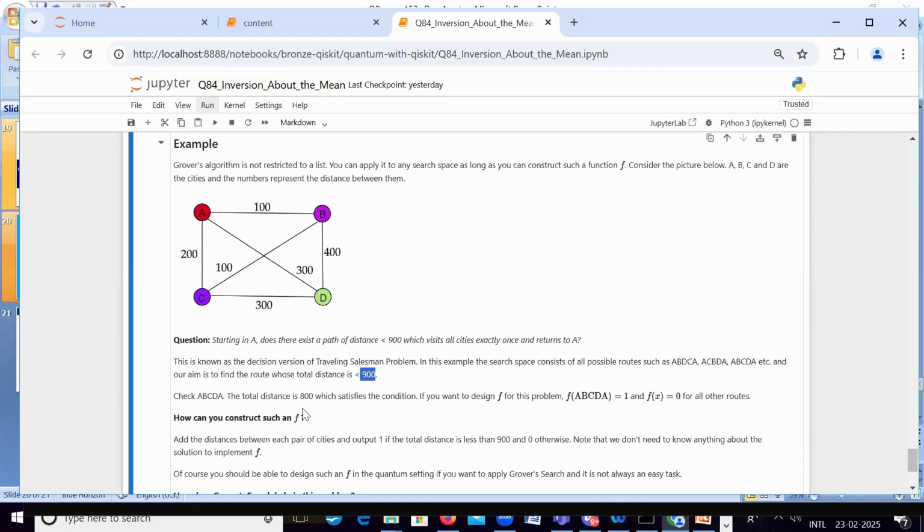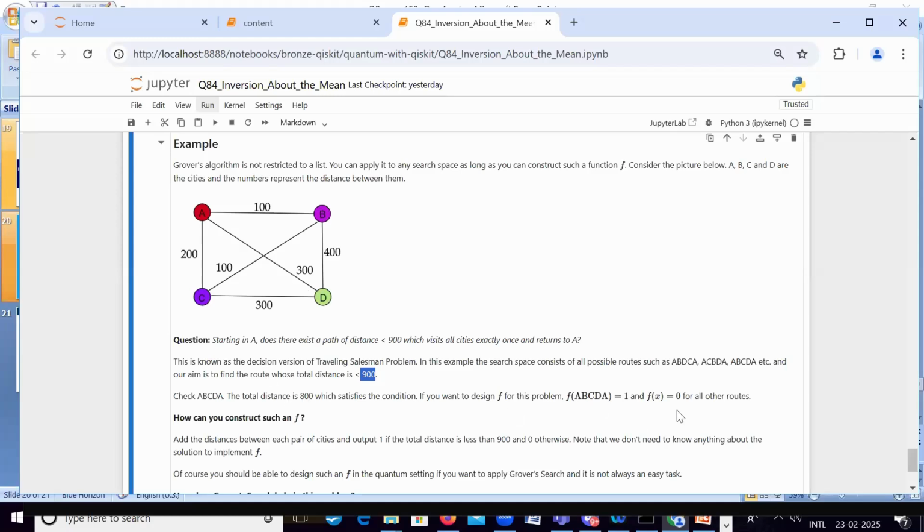Now here, one solution is given: A, B, C, D, A. Going from A to B, then C, this is 100 and 100, 200, then D, this is only 200, 500, then back, that is 800. So there is one solution.